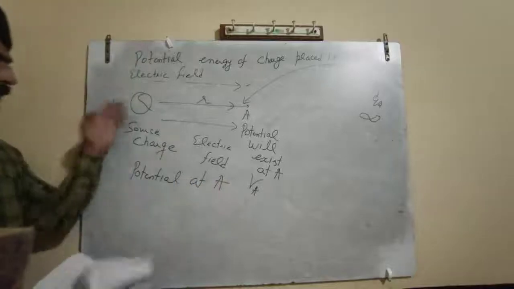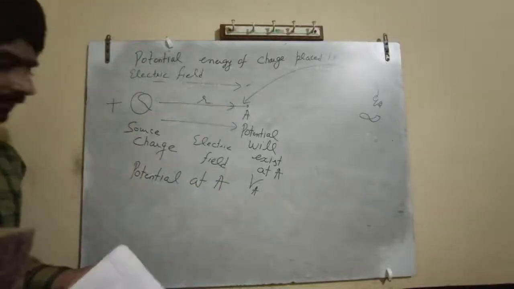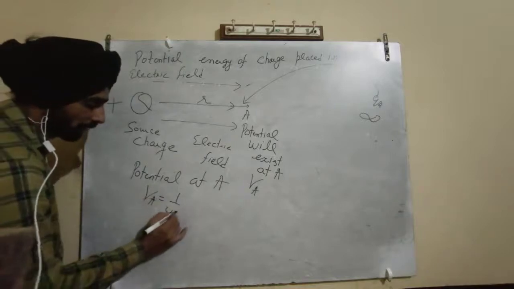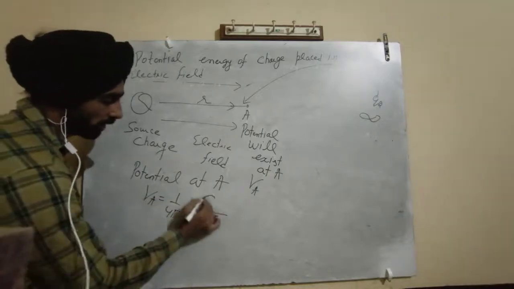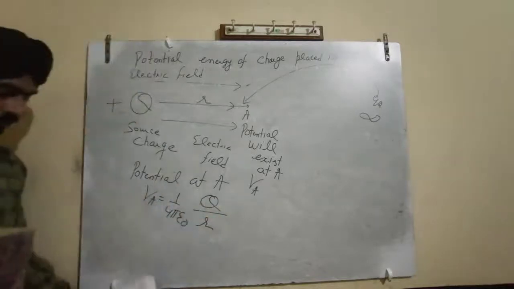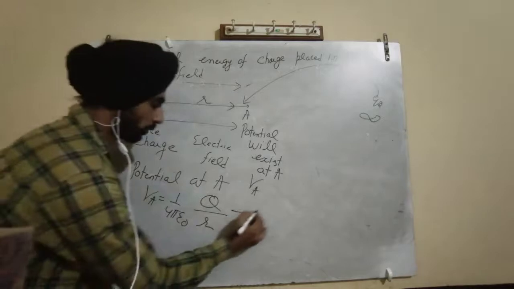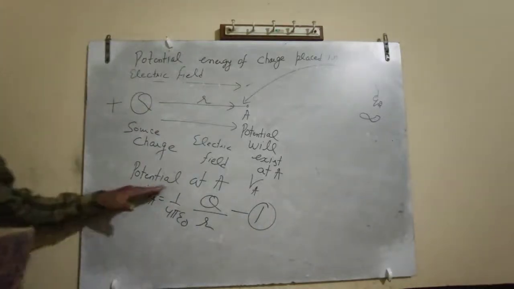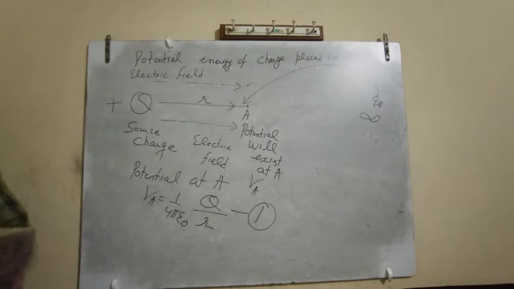So you know the potential due to a point charge. We have already done that. Potential at A is equal to 1 upon 4 pi epsilon naught, source charge upon the distance of the point from the source charge. So this is the potential. Very much important concept. So the first concept we have started, we have calculated the potential at A.